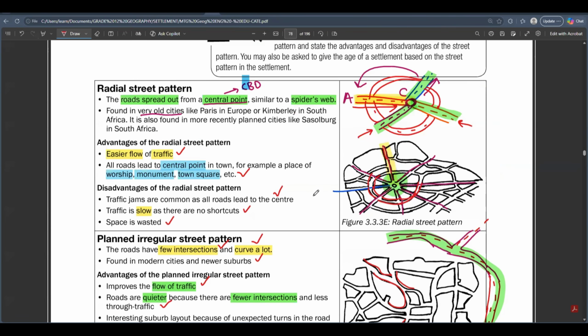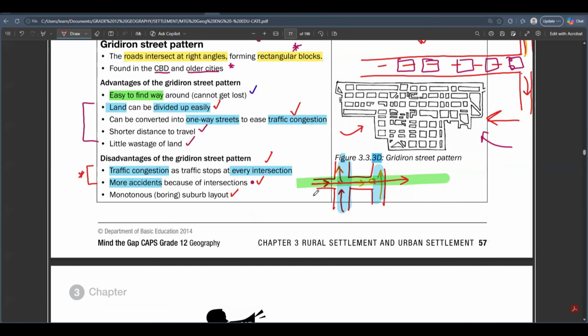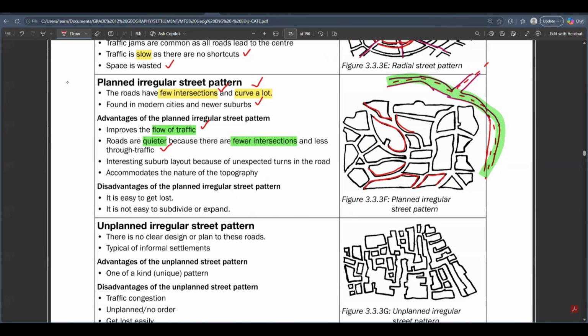The gridiron, remember, the roads are just straight and they are not looking that beautiful. But these ones are curved. So the roads are just having unexpected turns. Let's just say you have a road like this, all of a sudden it starts curving and goes another way, kind of like a meandering river. This is an interesting setup. This actually makes the urban area look more beautiful compared to a gridiron pattern urban area. It's an interesting suburban layout, and it also accommodates the nature of the topography. It also accommodates the nature of the land as well.